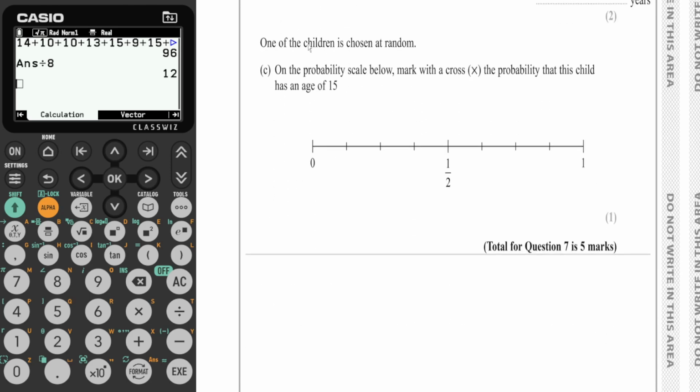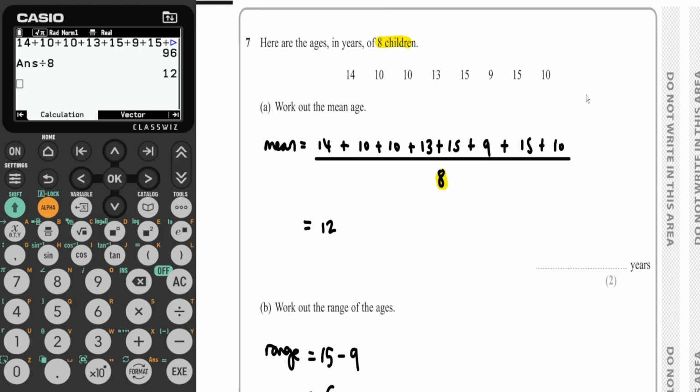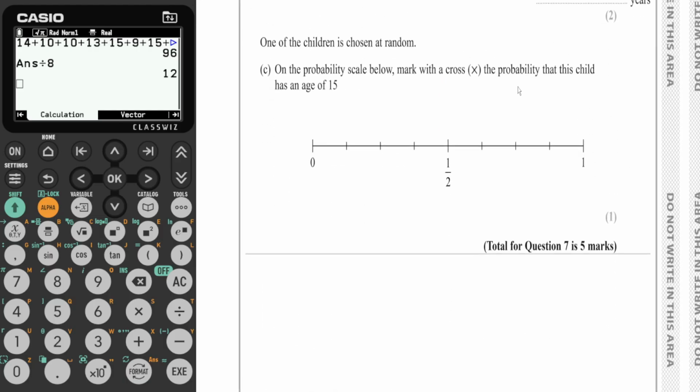Part C, one of the children is chosen at random. On the probability scale below, mark with a cross the probability that the child has an age of 15. So there's 8 numbers here, and 2 of them are aged 15. So the probability is 2 over 8, which simplifies to 1/4, and 1/4 is over here.